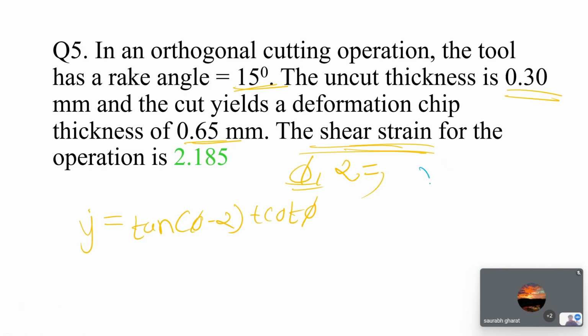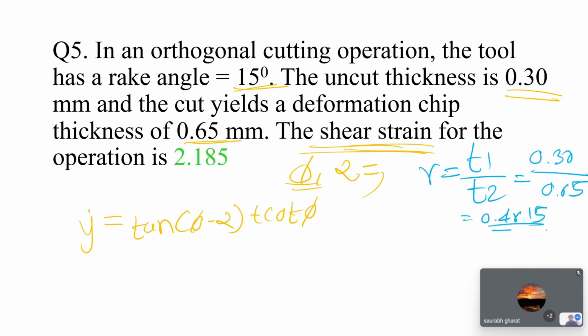What is the chip thickness ratio? It will be r, which is t1 by t2. So your t1 is 0.30, and your cut chip thickness after deformation is 0.65. So that will be equal to 0.4615. So you got r.